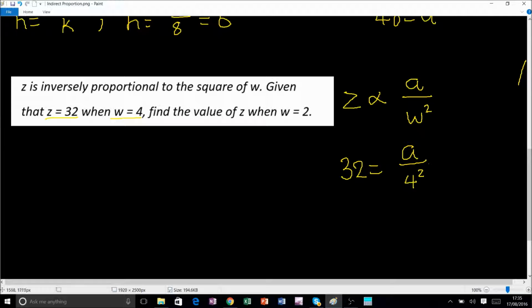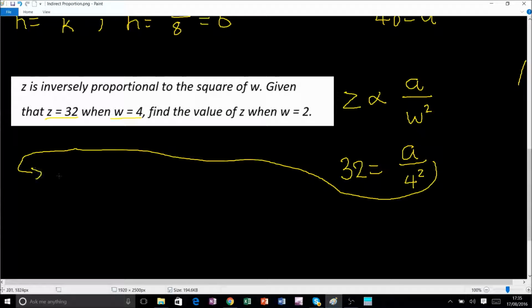So let me just rewrite that down here again. So we've got 32 is equal to a over 4 squared, which is 16. In order to get rid of the 16 here, you need to times both sides by 16. So 32 times 16 is going to give us 512. So we are going to get a is equal to 512.